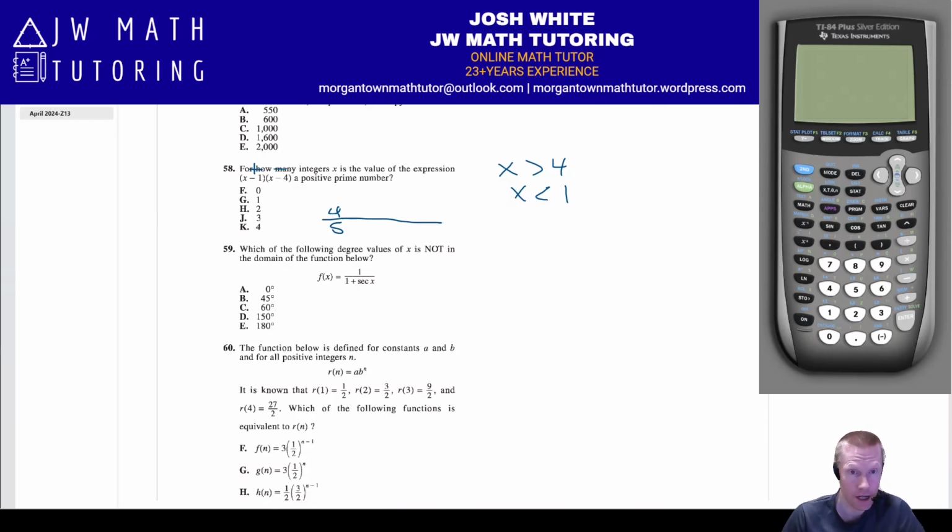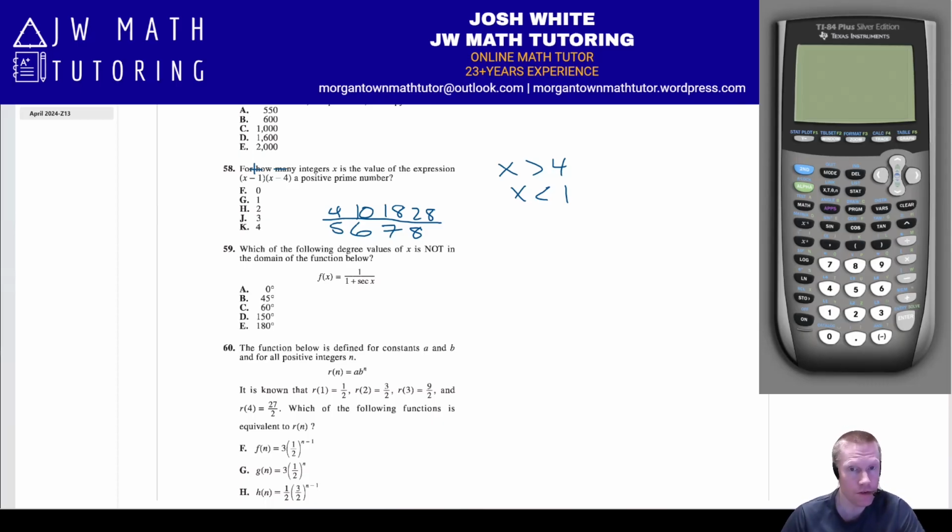So notice, not a prime number, okay? When you plug in 6, 6 minus 1 is 5, and then 6 minus 4 is 2. 5 times 2 is going to be 10. Then notice when you plug in 7, 7 minus 1 is 6, 7 minus 4 is 3. 6 times 3 is 18. When you plug in 8, 8 minus 1 is 7, 8 minus 4 is 4. 7 times 4, 28. Okay, so notice so far none of these are prime numbers.